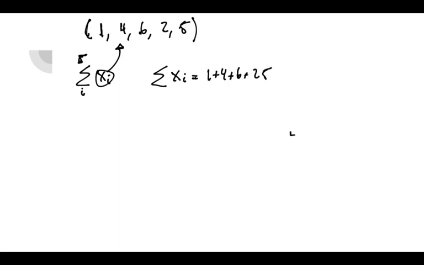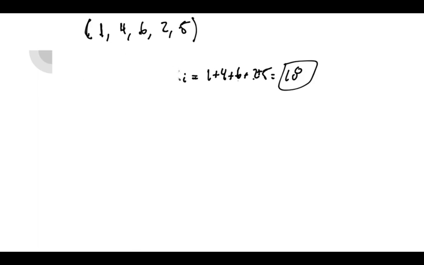And so for us, this is the equivalent of 1 plus 4 plus 6 plus 2 plus 5. That would be 10, 11, 13, 18, right? So for a simple summation, that's all we're doing, okay? Sometimes there may be extra operators.